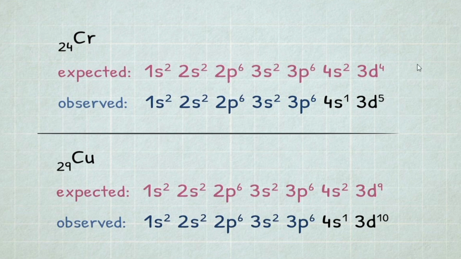No. So that is the discrepancy or abnormality in the first transition series, that is, chromium and copper. Chromium exhibits extra stability associated with a half-filled d orbital, and copper exhibits extra stability associated with a fully filled d orbital. So this will be the end of this lesson.